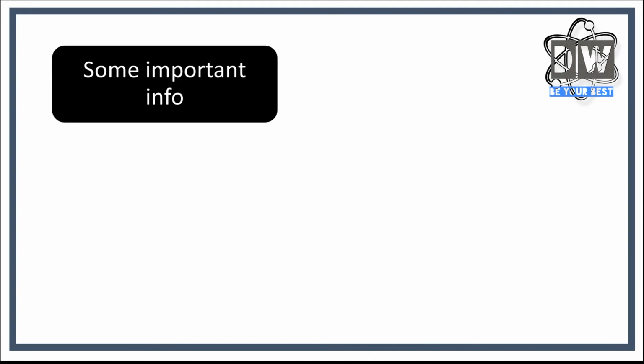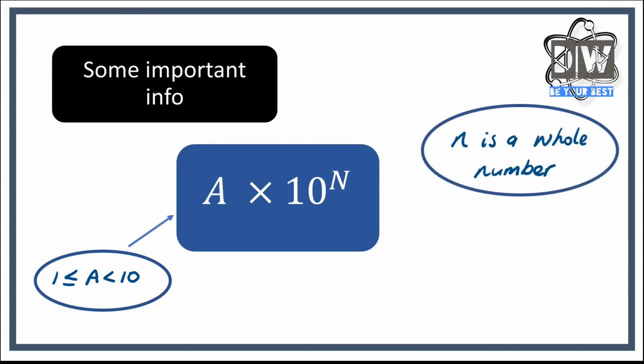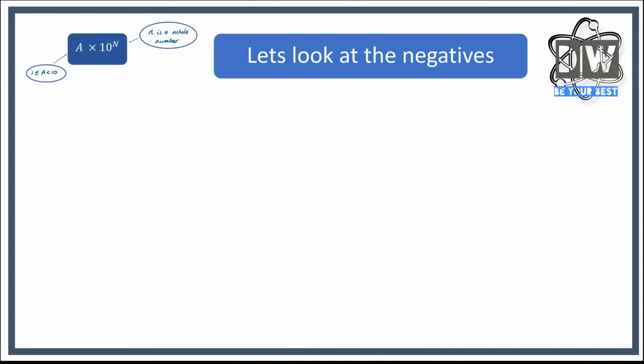Okay, so let's have a little look at what we're doing today. Some important information is remembering that this number A, which is what we're going to convert it to, will always be between 1 and less than 10. The n value will always be a whole number, so we're not going to have any decimals in there. That's really, really key because they can sometimes try and trick you on some of these, but if you keep that in mind, then you will be on the right footing right from the word go.